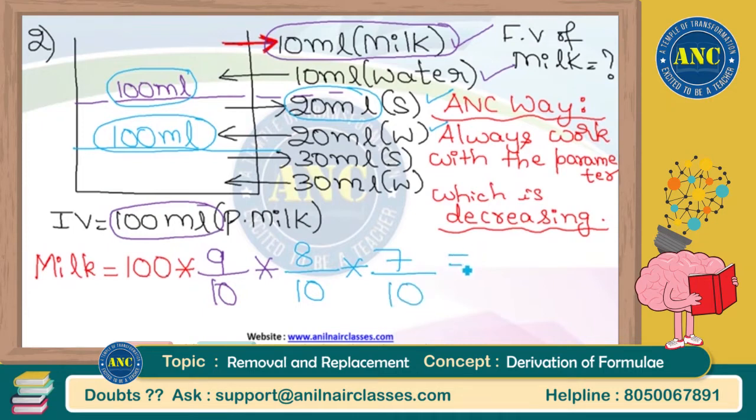So total quantity of milk finally present is 100 cancels with 100. 9 into 8 into 7 divided by 10. So it is 504 divided by 10, so it is 50.4 ml. So the final quantity of milk present inside the vessel is how much? It is 50.4 ml.